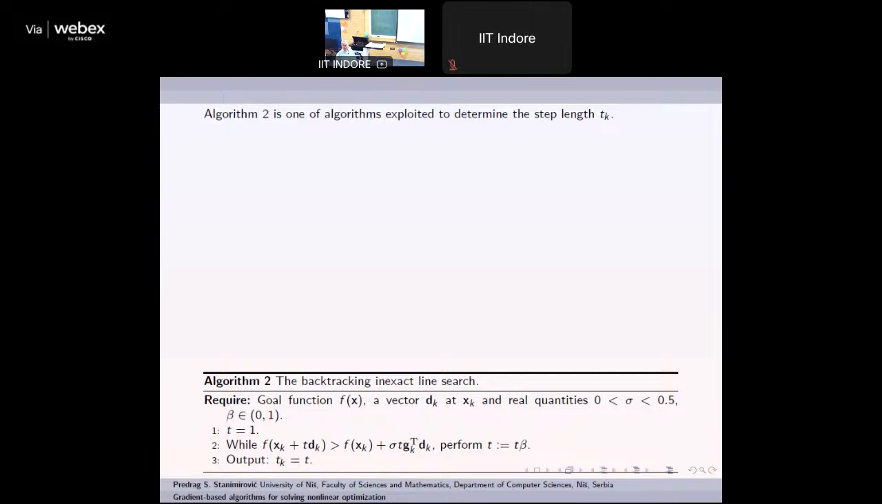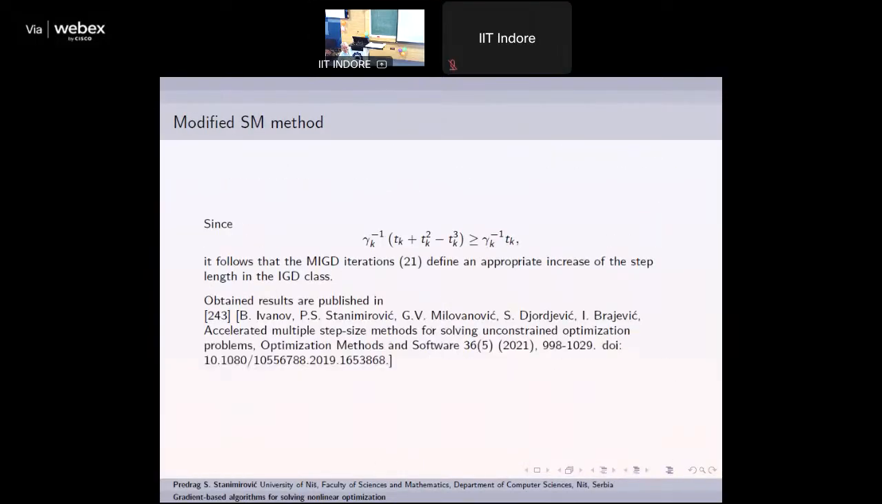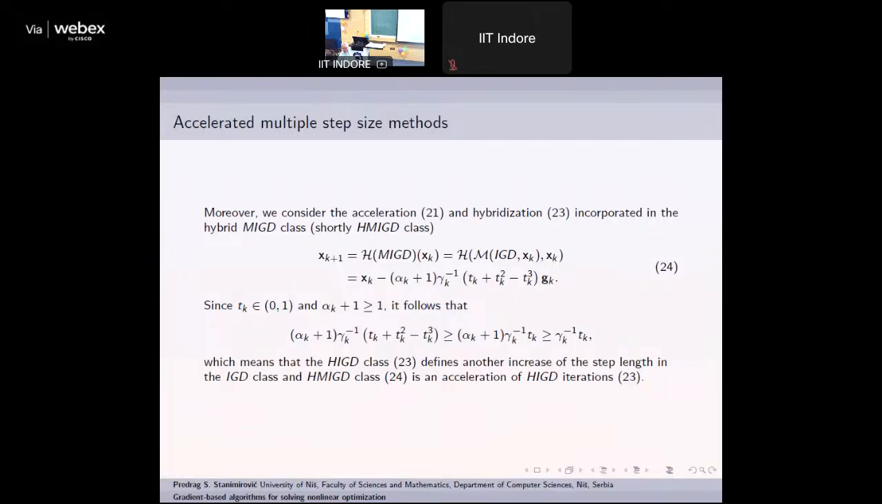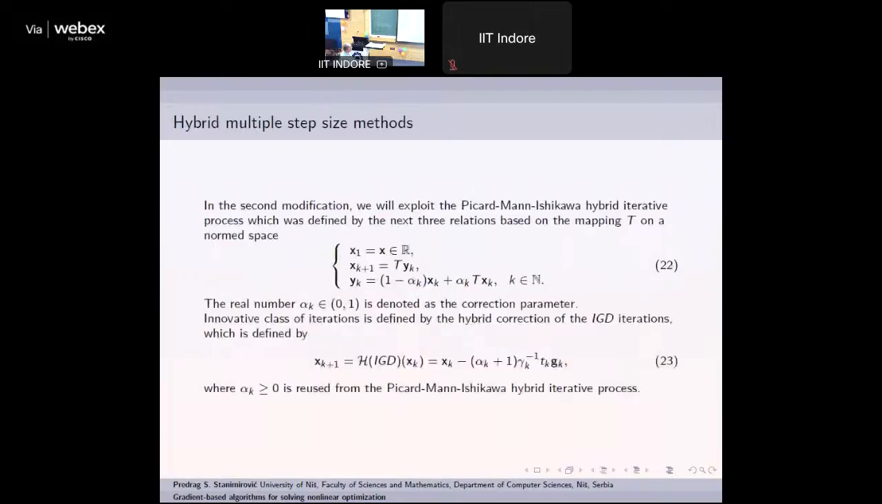My question is about the SM algorithm. SM method means Stanimirovich, Miladinovich. We probably used our surnames to define this method.